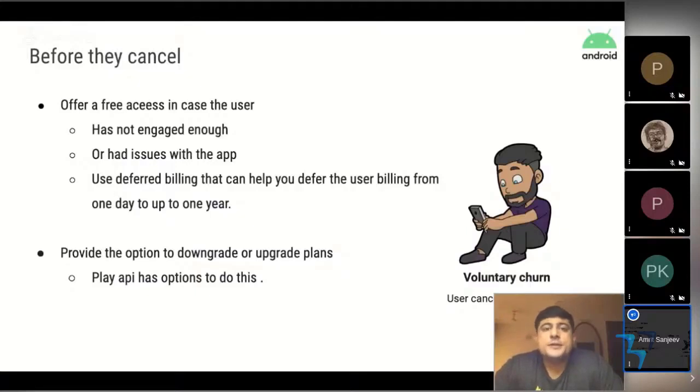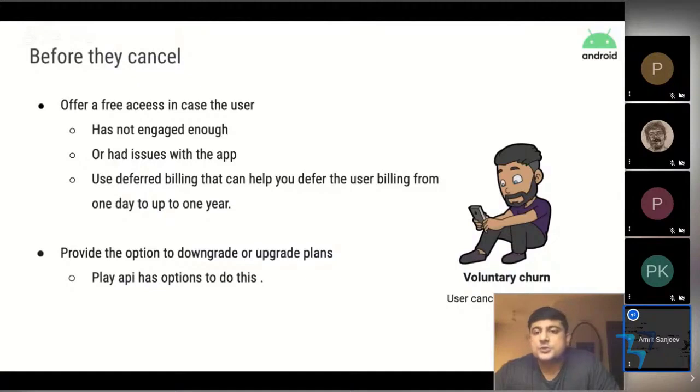There are also options to provide downgrade and upgrade of plans. The Play API has options to do this. So you should explore that option very clearly, because when your app offers multiple tiers of service, users might in certain cases opt for the cheapest one, and then realize that it doesn't meet their needs, or that it is not enough for them. That leads to dissatisfaction. That's where you need the option to upgrade the plan.